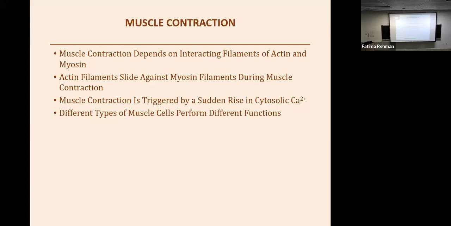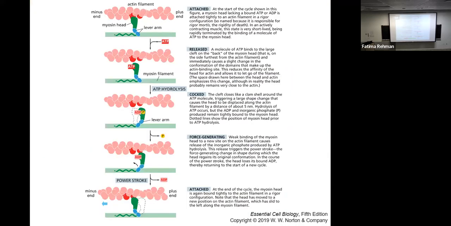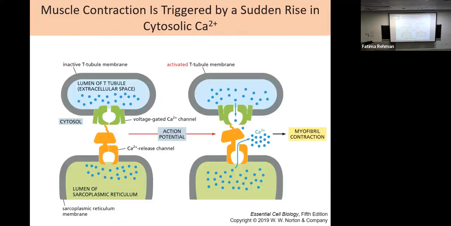Okay, so that's basically the muscle contraction process. So again, around these, what is not shown here are your tropomyosin filaments that are keeping this process from happening normally until they are activated by this calcium release.